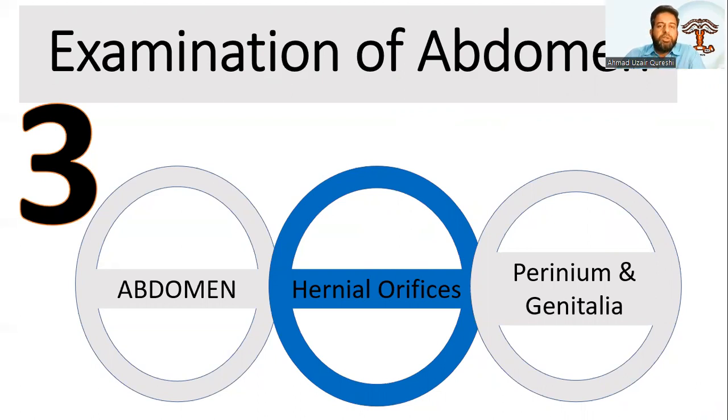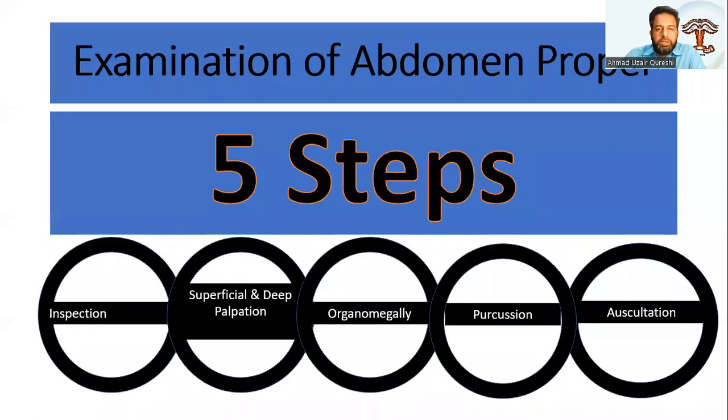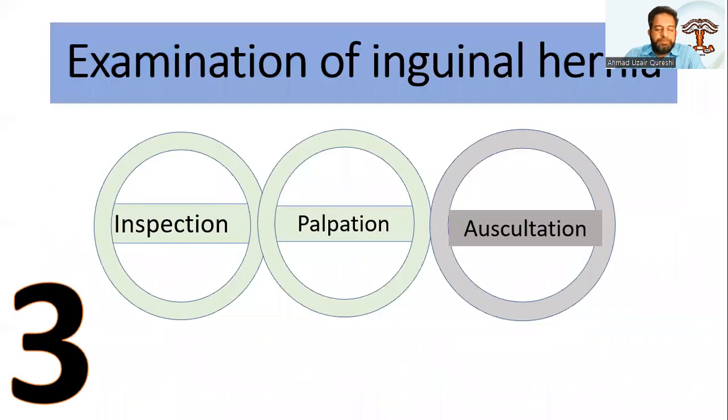So this is the lecture that you need to completely go through, and then you'll be able to follow all the steps. We already have discussed that examination of the abdomen has 5 steps. Abdomen proper includes inspection, superficial and deep palpation, then palpation for organomegaly, percussion, and auscultation.